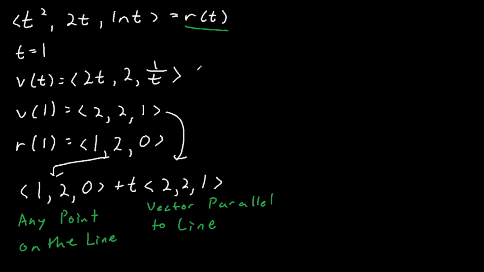Because what does velocity find? It finds the slope in the case of single variable calculus, but in the case of calculus 3, it finds the vector that is parallel to the line that is tangent to the space curve at that point.